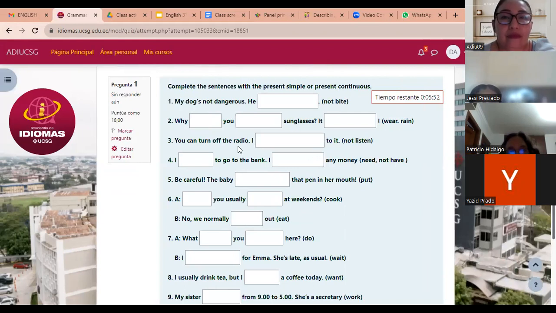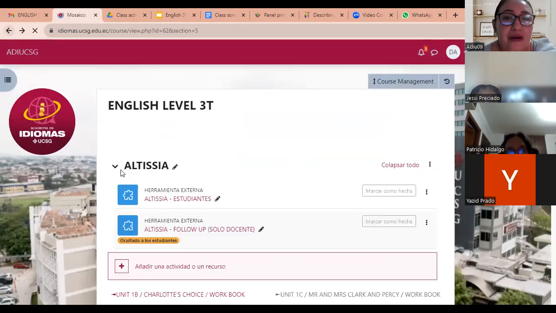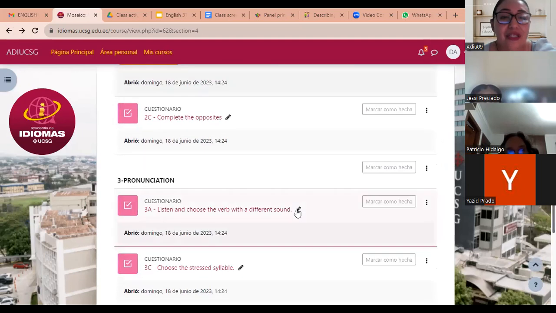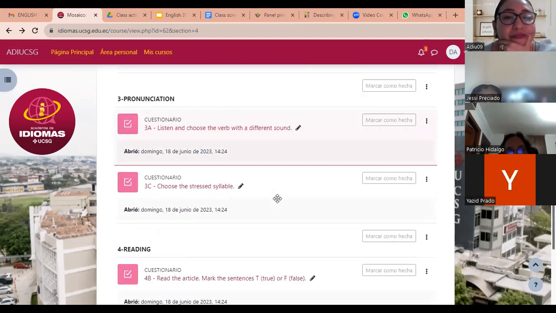Y yo ya terminé y me sale que está mal también. Tiene el micrófono apagado. I'm sorry. Okay, let me double check. Y hay otras que son positivos y están bien, no entiendo por qué están mal.